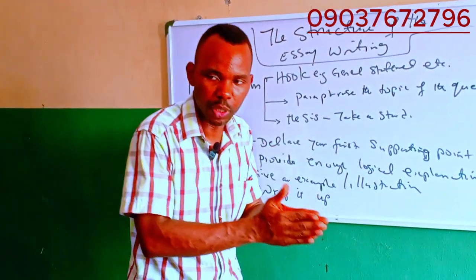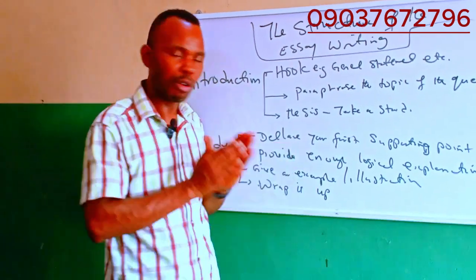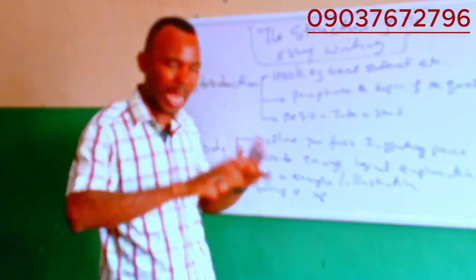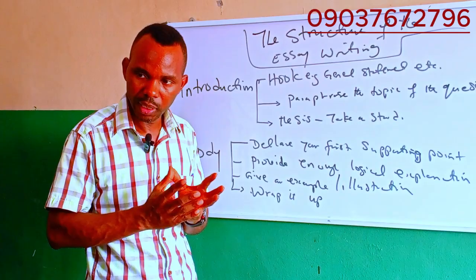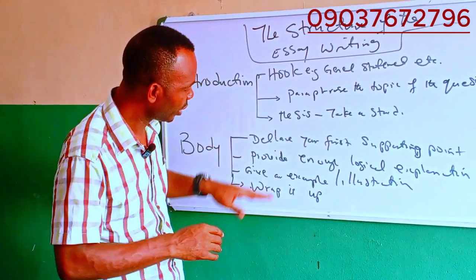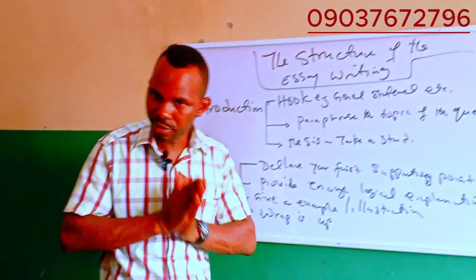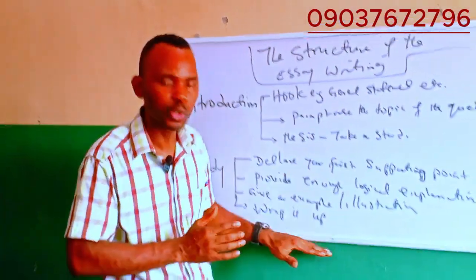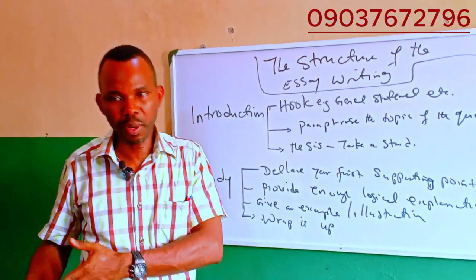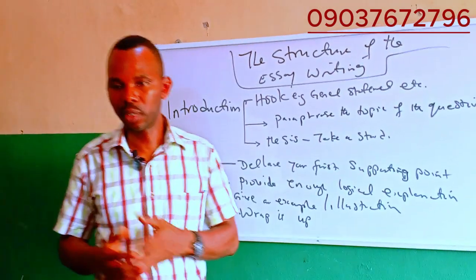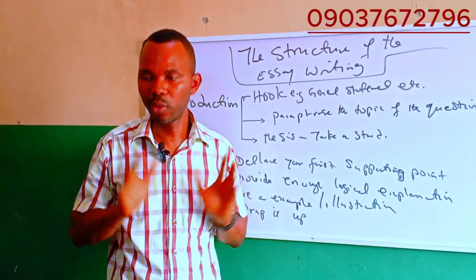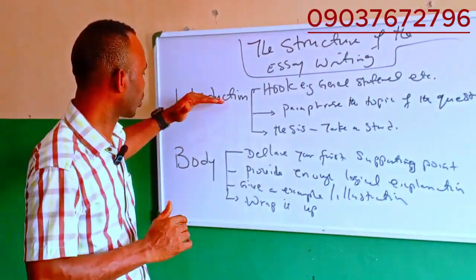So in the first body paragraph, you declare your first supporting point, you explain it. Do you understand? And you should explain it very well. Then you give an example, and then you wrap up everything you have said. So you repeat this process for the second body paragraph, and if you have time, for the third body paragraph. Do we understand so far? Yes. So that's your introduction and body.